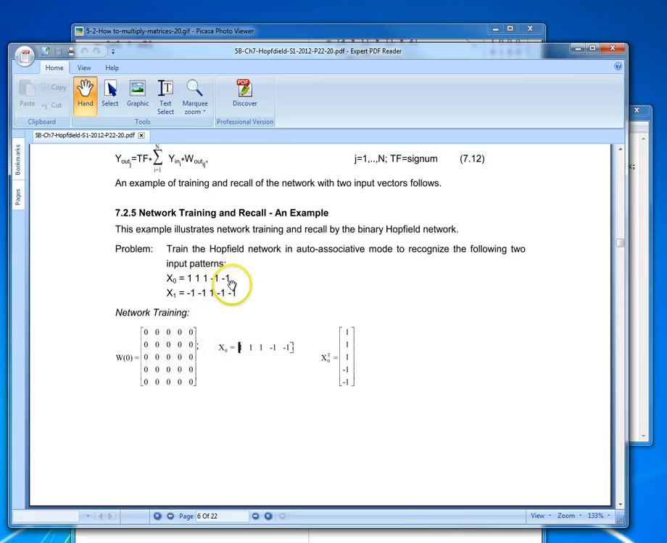If you have a 10-input vector, then you need to have a 10x10 weight matrix, and initially you start with zero values. Now, the weight change that you need to make corresponding to the first pattern, for example x0, is 1 1 1 and so on. You find the transpose of that x0: if it is a row vector, the transpose is going to be a column vector.